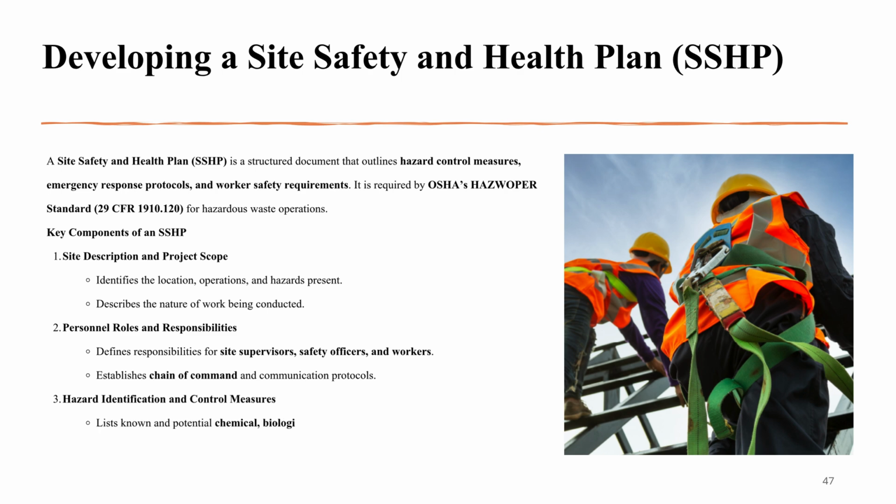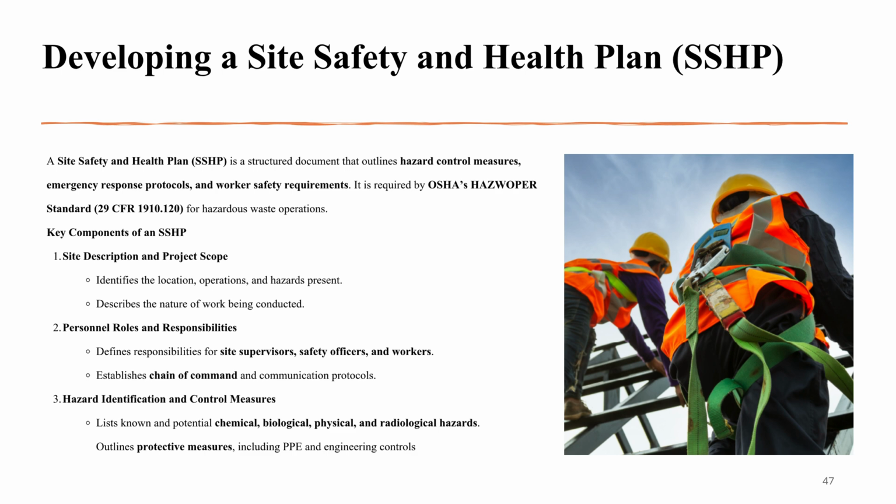Key components of an SSHP. 1. Site description and project scope. It identifies the location, operations, and hazards present. Describes the nature of work being conducted. 2. Personnel roles and responsibilities. It defines responsibilities for site supervisors, safety officers, and workers. Establishes chain of command and communication protocols.